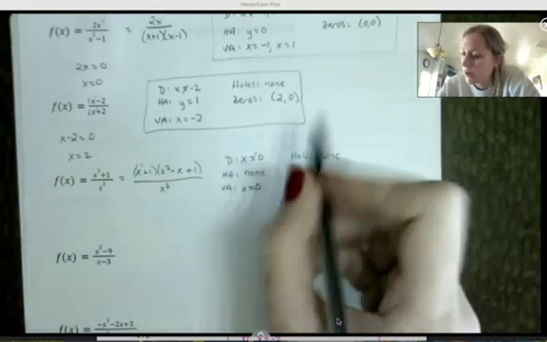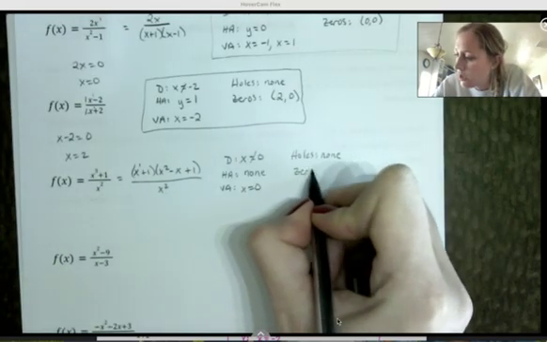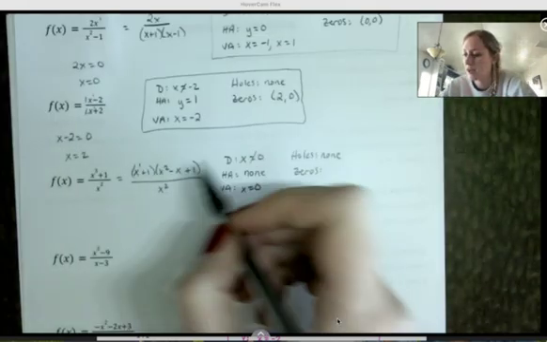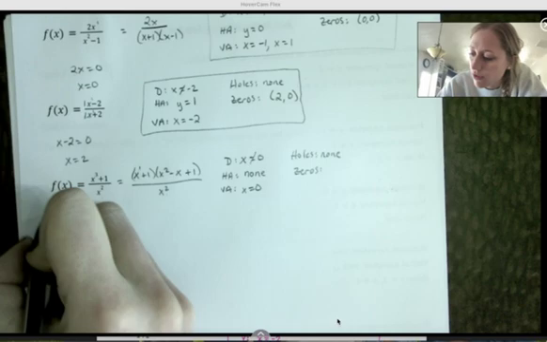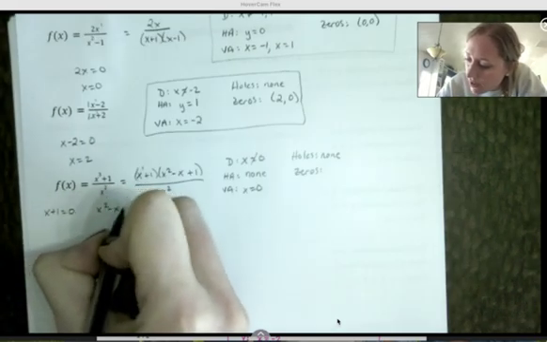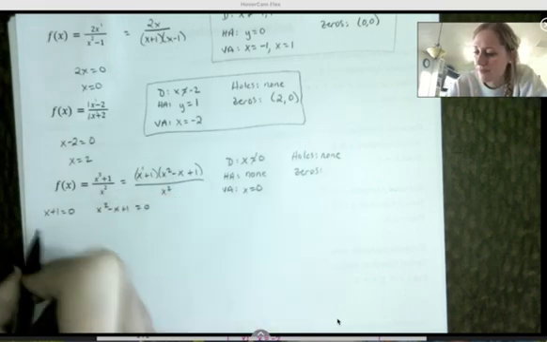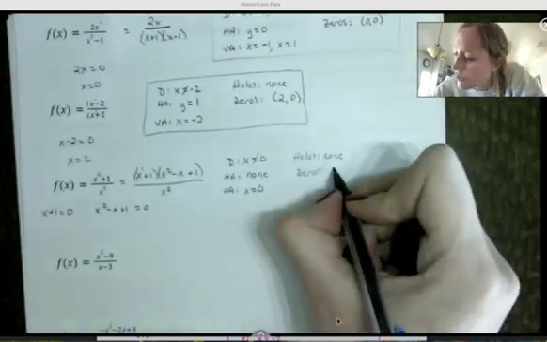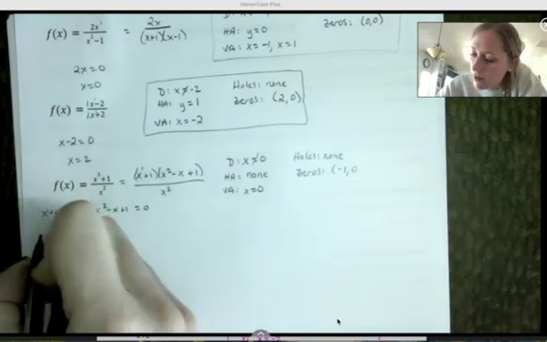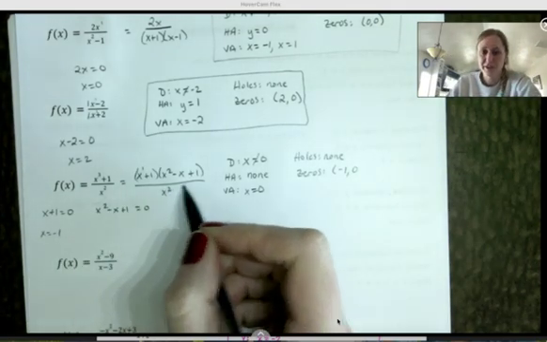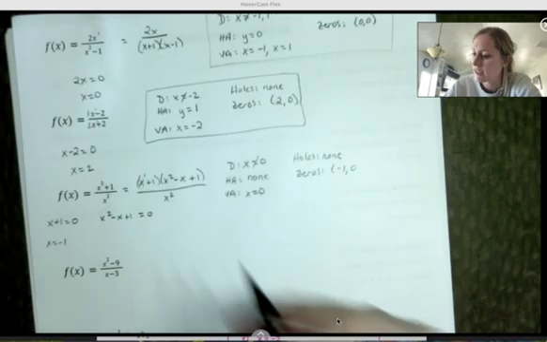Okay, zeros. Here I'm going to set the numerator equal to 0. So I've got x plus 1 equals 0, and x squared minus x plus 1 equals 0. Okay, so here I'm going to get -1. So I've got the point (-1, 0). This one is not going to factor because that's already completely factored. So you're going to want to use the quadratic formula in this case.